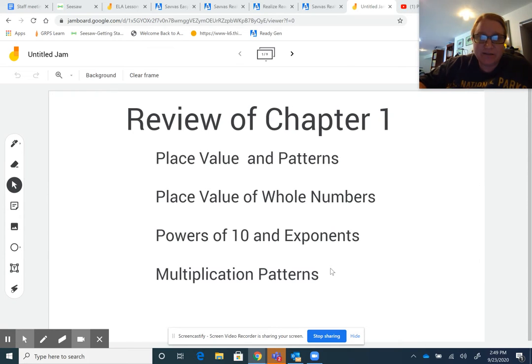So today's review of chapter 1 is going to go over place value and patterns, place value of whole numbers, powers of 10 and exponents, and multiplication patterns. I do have one video on YouTube that I'm going to share with you through it. There are 9 slides, well, technically 8 because this is just a cover slide, and I'm going to do 2 slides for each skill there. So 2 slides for place value and patterns, 2 slides for place value of whole numbers, 2 slides for powers of 10 and exponents, and 2 slides for multiplication patterns.